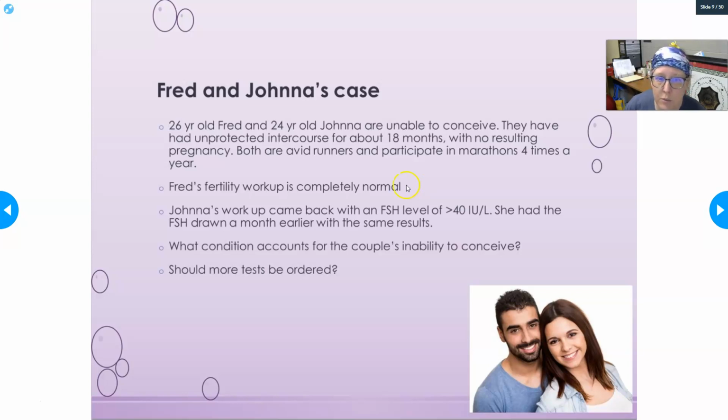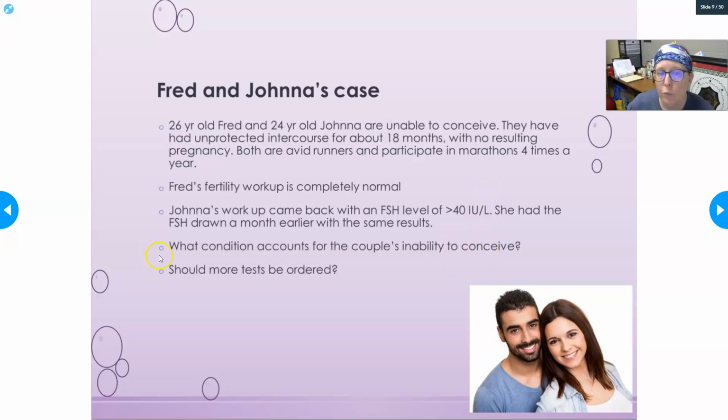Okay. Jonna's workup comes back with an FSH level of greater than 40, so this is quite elevated. And she had an FSH drawn a month earlier with the same result. So we have 2 FSH levels that are higher than expected. It's a follicle stimulating hormone, meaning she's producing a lot of that. So the pituitary, the body, is trying to stimulate the ovaries to ovulate, to mature the eggs. And as we've seen in other endocrine stuff, if a stimulating hormone is high, it usually means that it's not being successful at having its outcome of stimulating that egg production.